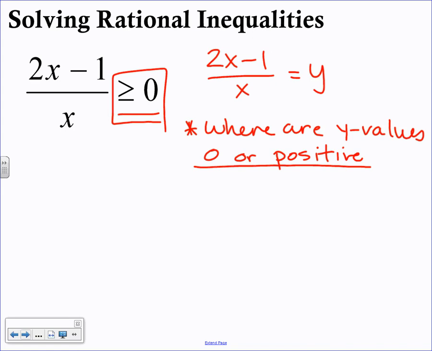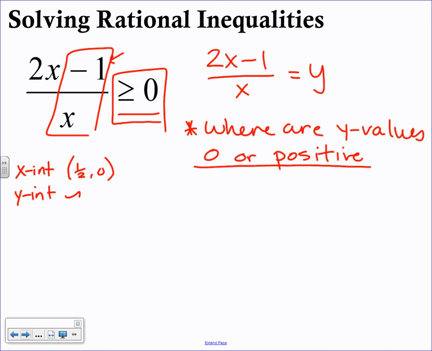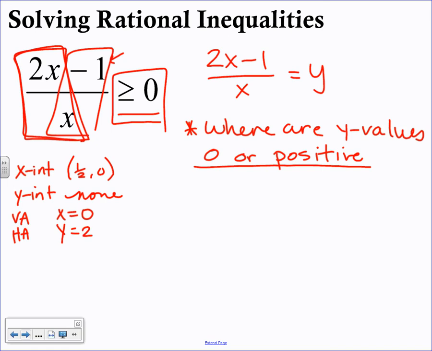If we did a graph of this, I would find the x-intercepts. Remember, that's your numerator, right? That's up here. So what are my x-intercepts? 1/2, comma 0. My y-intercept, well, I'd take this whole thing and say when x equals 0, there is none. I have a vertical asymptote at x equals 0. I have a horizontal asymptote at, well, that's this part. Where does 2x divided by x, what happens with that? I would get y equals 2. Okay, so a quick sketch of this graph is what we're going for here.